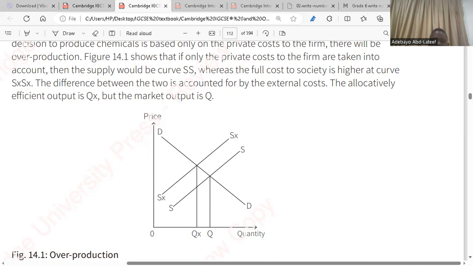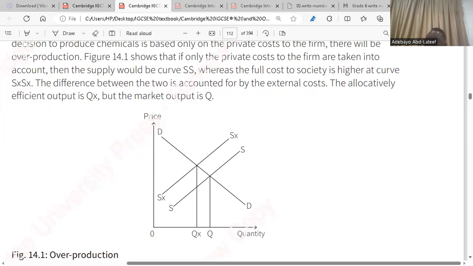So the difference between these two is the external cost. The allocatively efficient output is QX, but the market output is Q. Firms are producing at Q because they are emitting more carbon. Normally, they are not supposed to reach that level. They are supposed to stop at QX, because that is allocative efficiency, where the cost of production equals the cost of consumption. Where the cost of production equals what? The cost of consumption. Yes. But when you are producing at Q and consumers are at QX, at SX, then there's a problem.